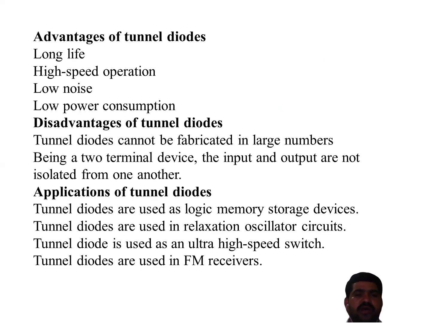So what are the advantages, disadvantages and applications of tunnel diodes? Advantages of tunnel diode: long life, high speed operation, low noise, low power consumption. High speed operation makes them suitable for fast switching circuits. They produce low noise, and they require only low power.